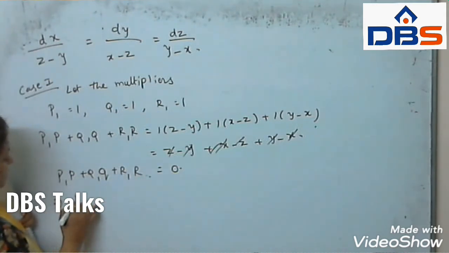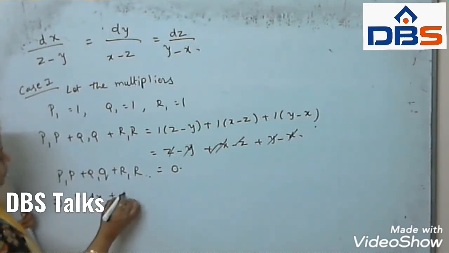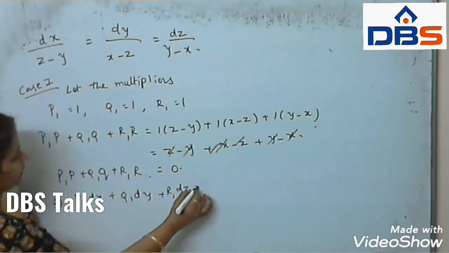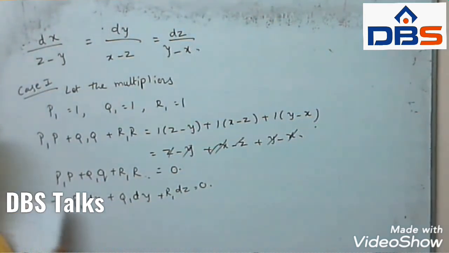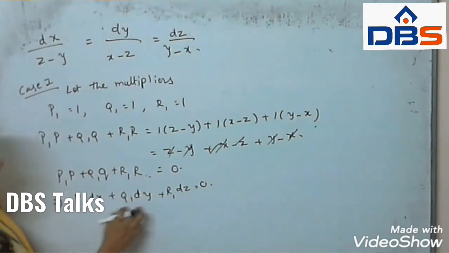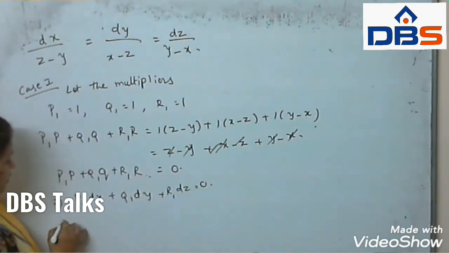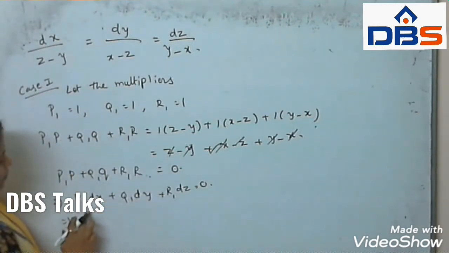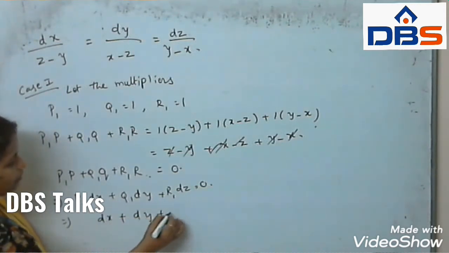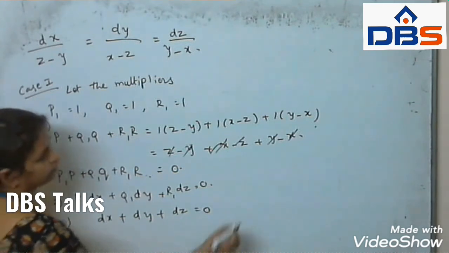That implies P1 dx plus Q1 dy plus R1 dz equal to 0. If P1 P plus Q1 Q plus R1 R is 0, then P1 dx plus Q1 dy plus R1 dz equal to 0. P1 is 1, so 1 dx plus 1 dy plus 1 dz equal to 0.